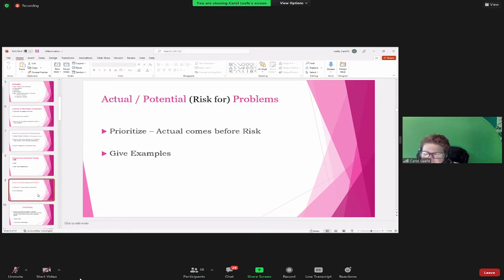Something else that we need to do is find out what the actual problems are for our patient and then what the risks are, the potential problems or complications. Okay. And then prioritize. Actual comes before risk, ABC, airway, breathing, circulation, level of consciousness, pain, all those kinds of things. Remember your Maslow hierarchy of needs, so all those kinds of things, and be mindful of those complications.